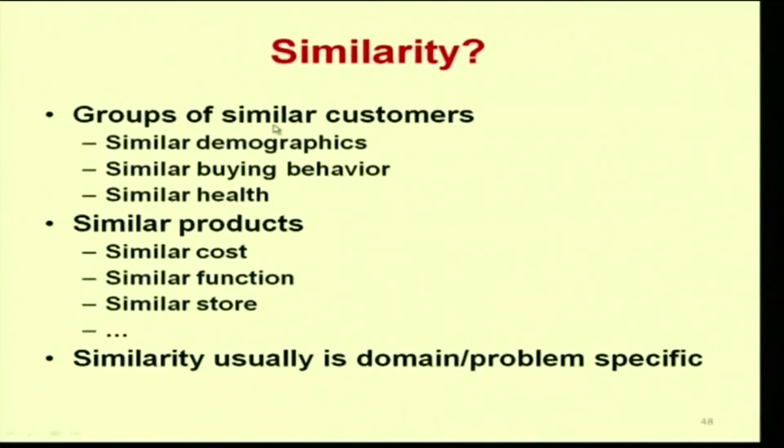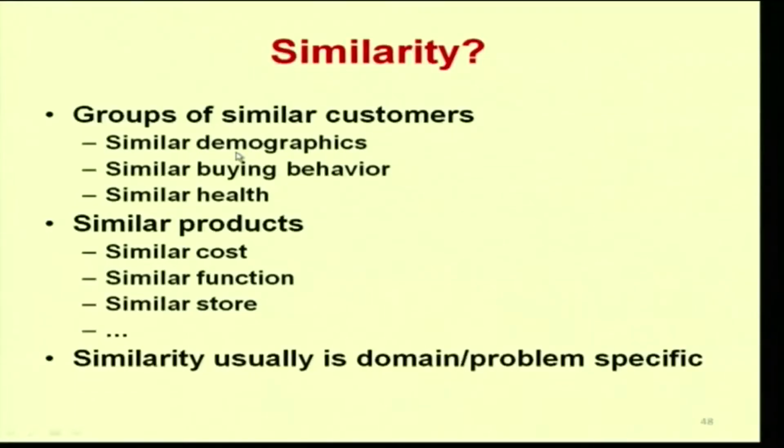So, how do you define similarity? For example, groups of similar customers, you can group them according to a lot of parameters. One is demographics, they stay in the same area, buying behavior, they buy lots of things, or similar health conditions. Similar products, for example, you can have similar cost, similar function, similar store and so on. So, similarity usually is domain or problem specific. This is where the domain expert will come into the picture in data mining.